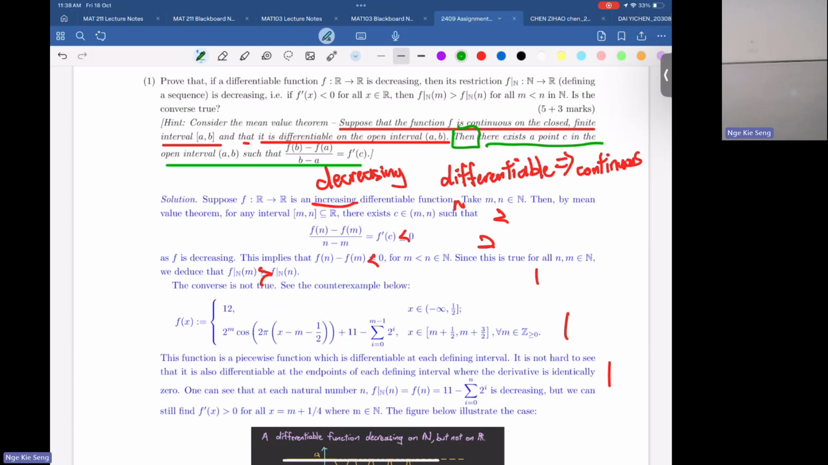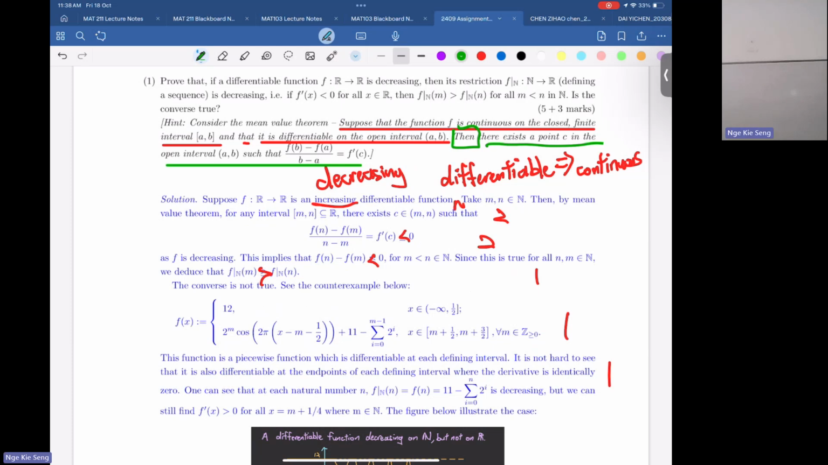Check that the function is continuous on the closed interval and differentiable in the open interval. Why you care about this interval here? Because you want to show that there's a point C such that in between this interval you have that equality here. Okay. So do you have that? Do you fulfill that condition or not?